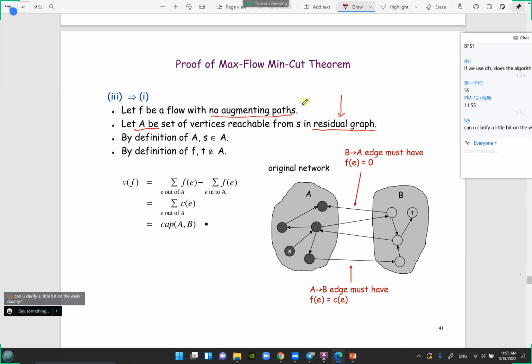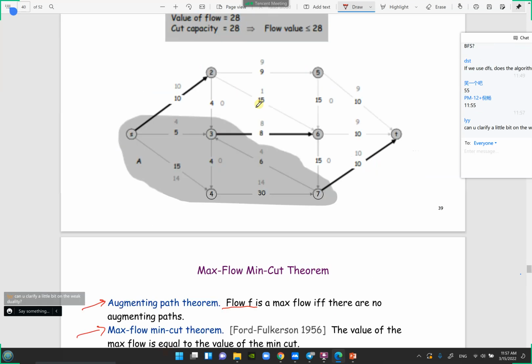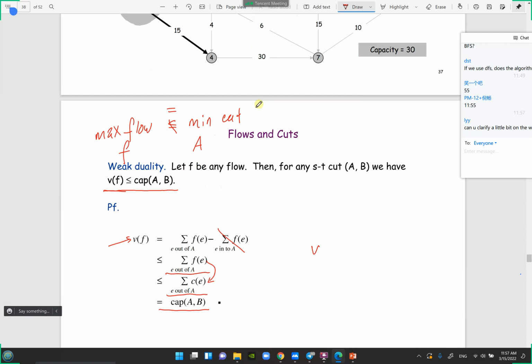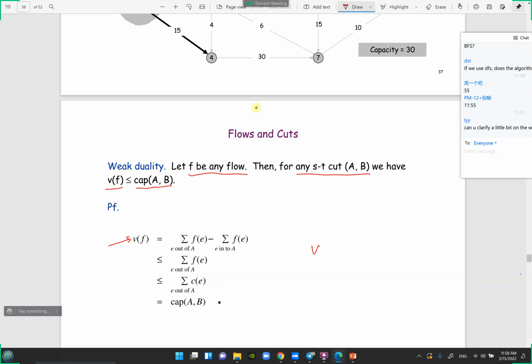Okay. All right. So somebody's asking about weak duality. So weak duality is saying that you can take any flow, and then you can take any cut. Now the claim is that the flow is no more than the capacity of the cut. And why is that? Well, we can go through this proof again.